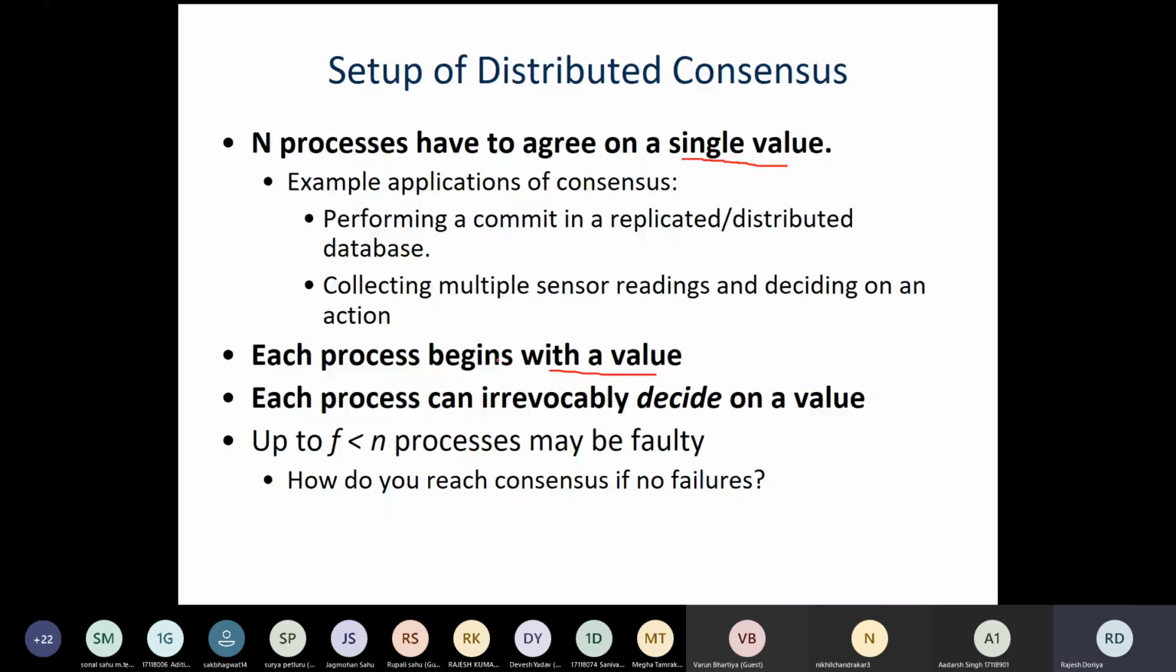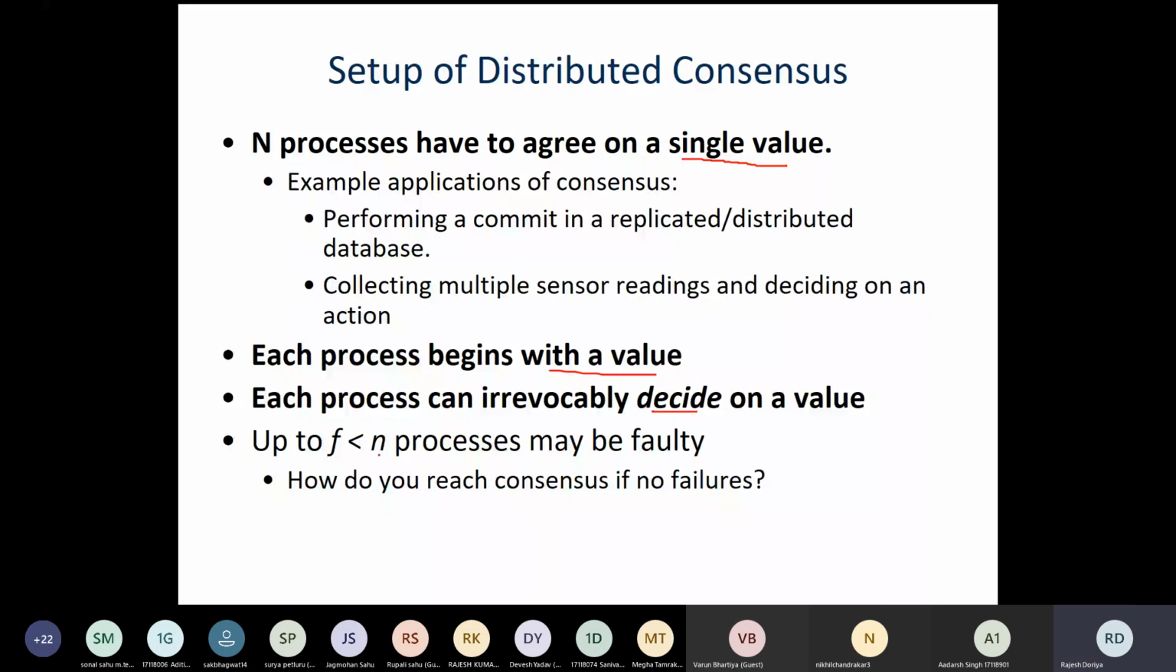In the first one, the example application of consensus may be performing a commit in a replicated or distributed database, or collecting multiple sensor readings and deciding on an action. So we may have to come at the last to a single value. So the second point has been covered. Then in the third one, each process can irrevocably decide on a value. So at the end of the algorithm, all the processes have to converge on a single value.